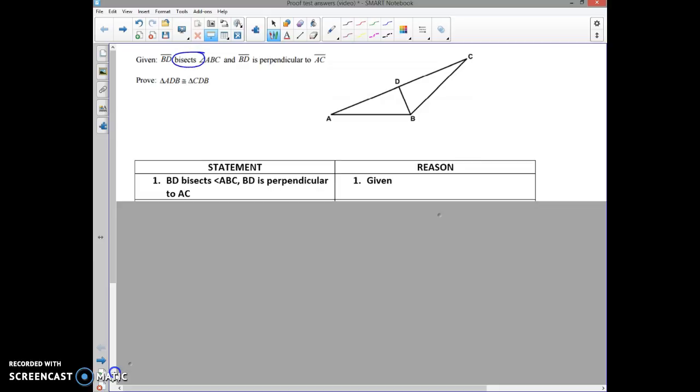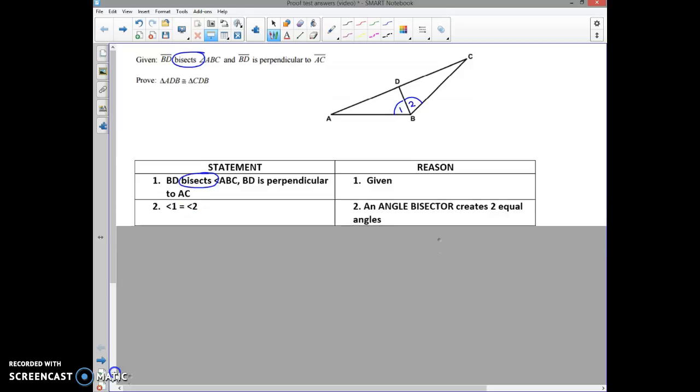angle bisector. That is a vocabulary word. An angle bisector means that if you have BD, it divides ABC in half. So angle 1 and angle 2 will be equal. Angle 1 equals angle 2 because an angle bisector creates two equal angles.